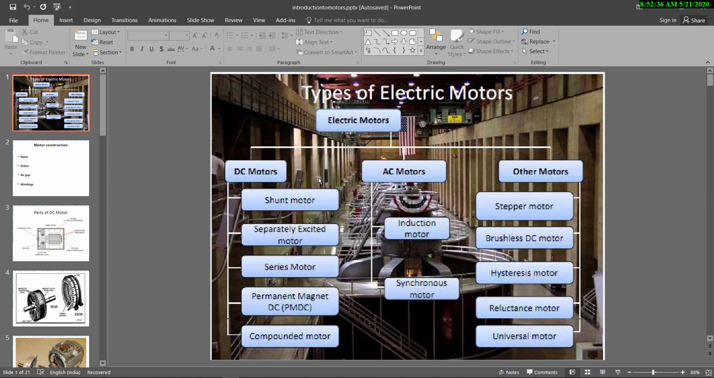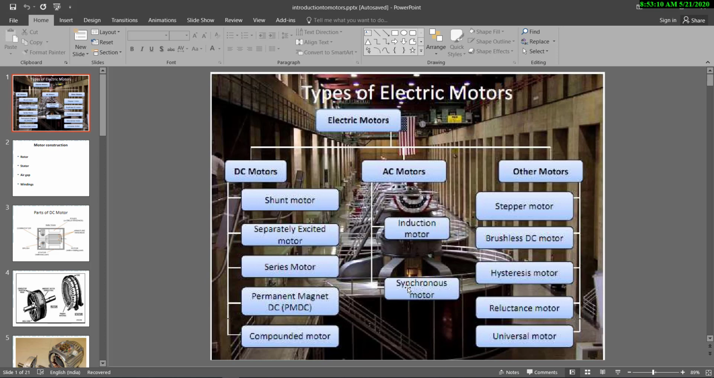In the DC motor there are some subcategories available, that is shunt motor, separately excited motor, series DC motor, permanent magnet DC motor, and compound motor. Under AC motor there are two subcategories, that is induction motor and synchronous motor. And there are other motors, which are advancements of these two types, AC motor and DC motor. The other motors are stepper motor, brushless DC motor, hysteresis motor, reluctance motor and universal motor.